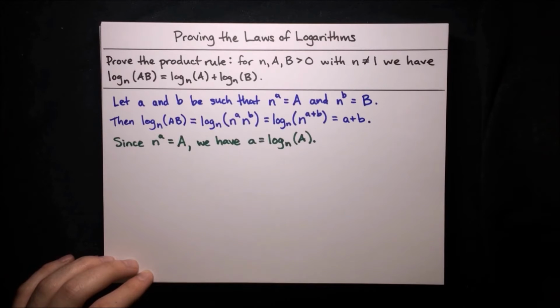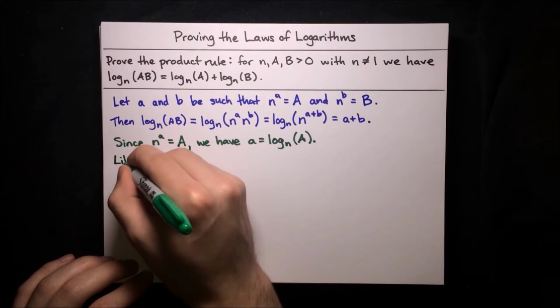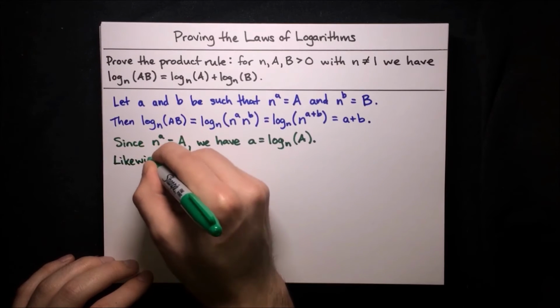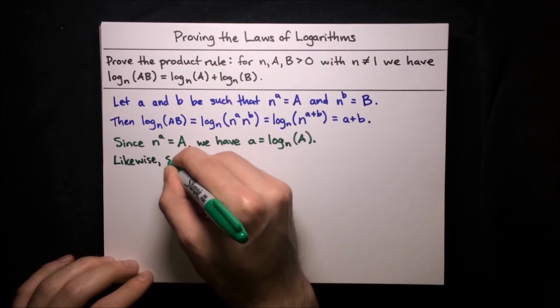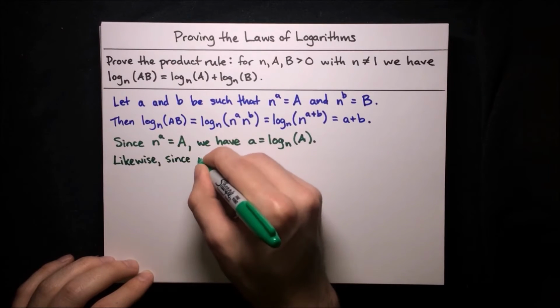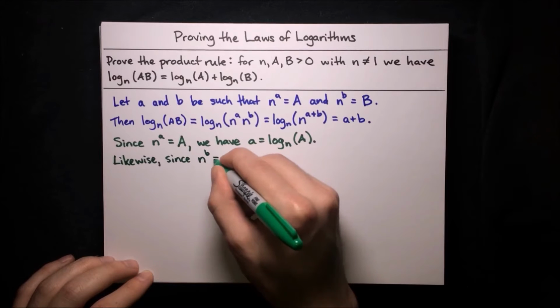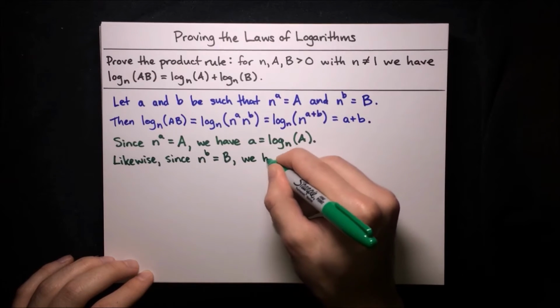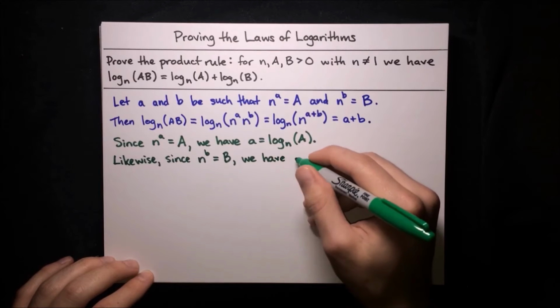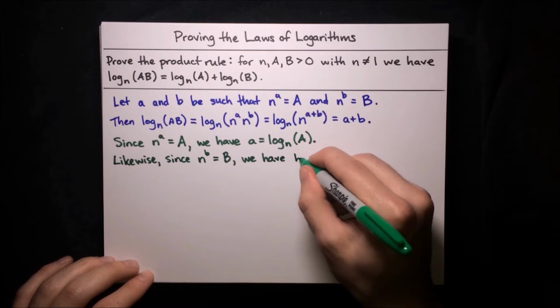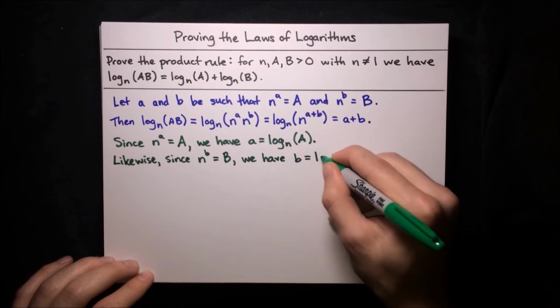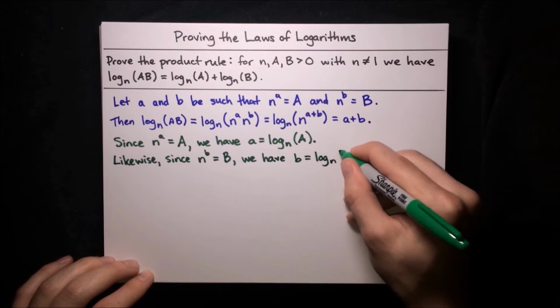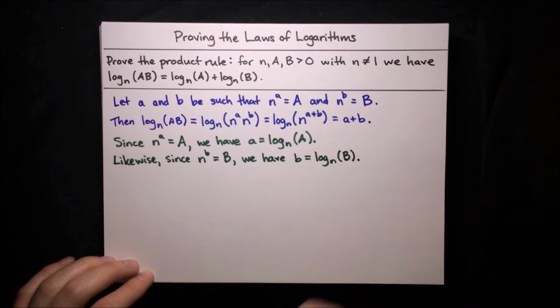And likewise, there's the same argument for b. So likewise, since n to the lowercase b is equal to capital B, we have, taking log base n of both sides, that lowercase b is equal to log base n of capital B. So now we're going to pull all of this information together.